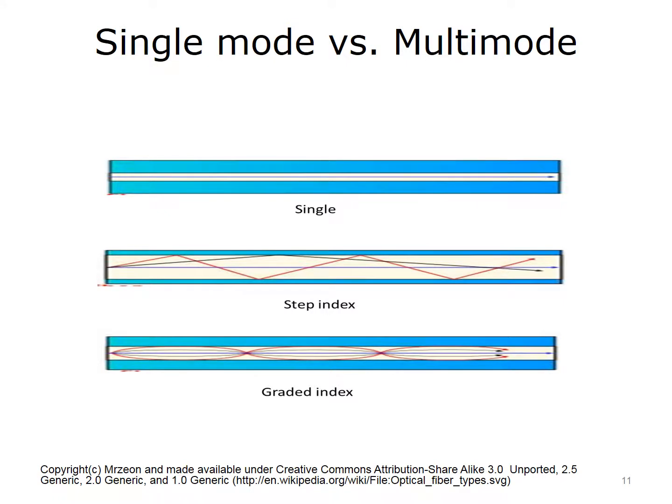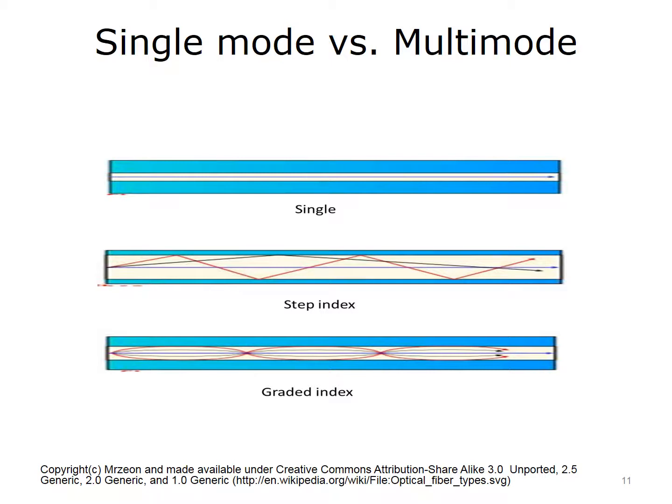Slide 11. Fiber transmits signals in two ways, single mode and multi-mode. Single mode fiber carries light pulses along a single path. Only one signal can be transmitted at a time. Multi-mode fiber carries many pulses of light at one time. There are two types of multi-mode fiber, step index and graded index.